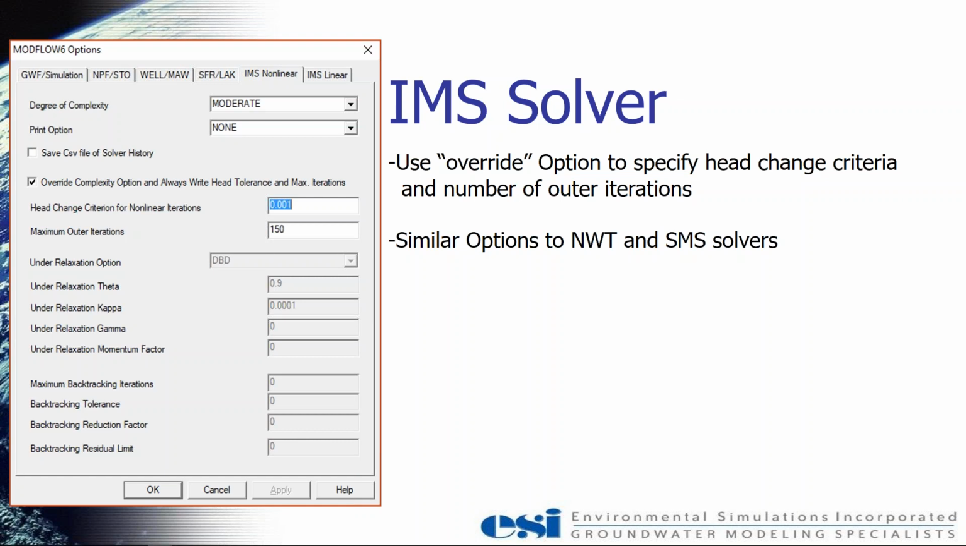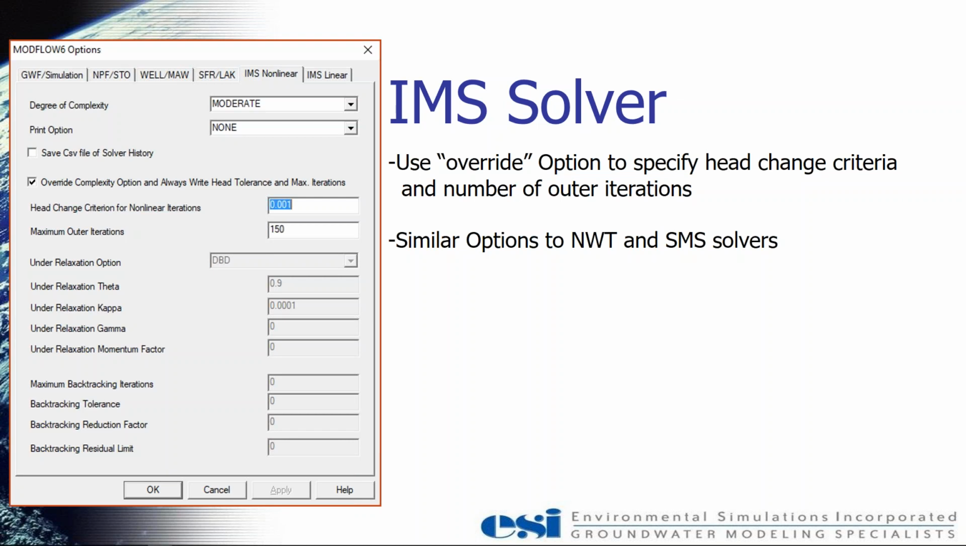also includes a default value for the head change criteria and the maximum outer iterations. And a lot of times you're going to want to change those. I know in our testing of MODFLOW6, when I compared it to other runs I had done with other versions of MODFLOW, I needed to be able to change those.